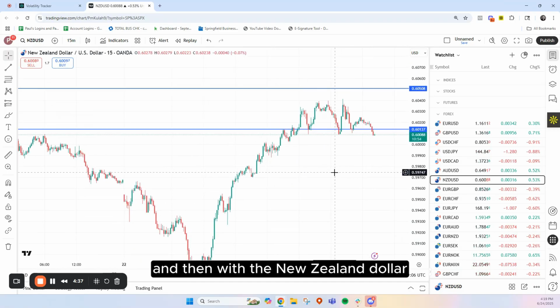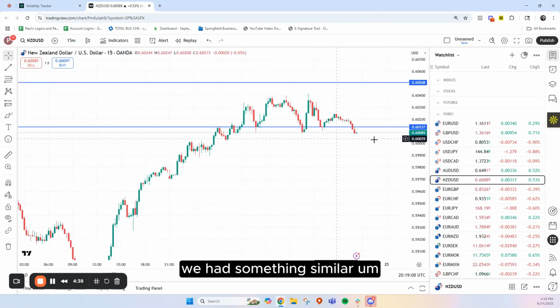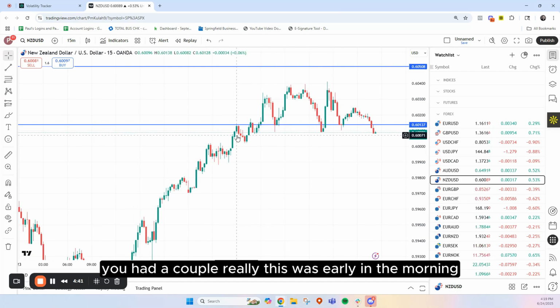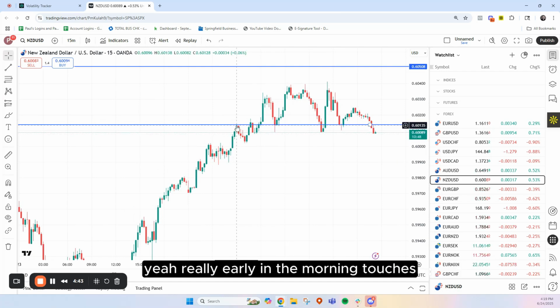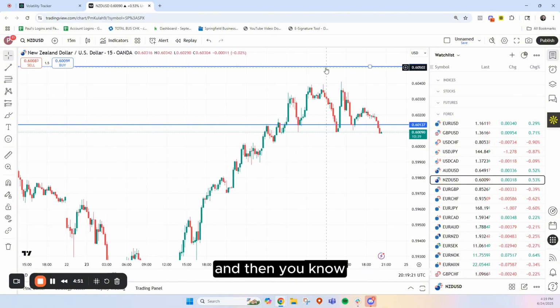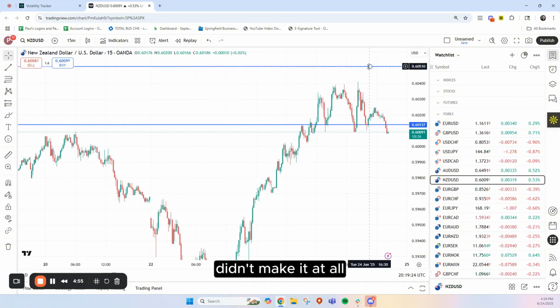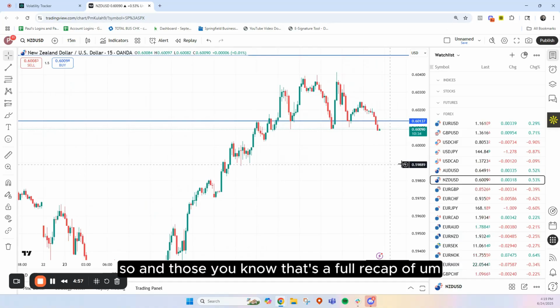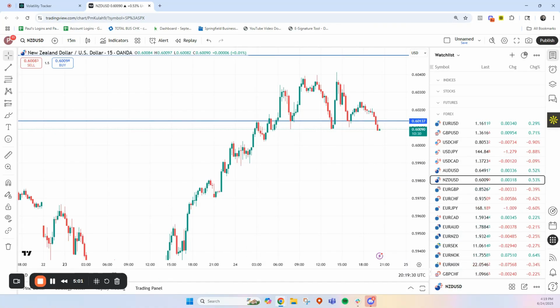And then with the New Zealand dollar, we had something similar. You had a couple of touches, I believe really early in the morning, where it hung out here, reacted off this first standard deviation for about an hour, and then kind of moved through it, and didn't make it at all up to the second standard deviation. So that's a full recap of the majors.